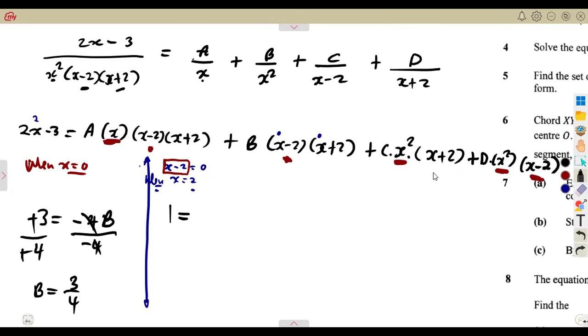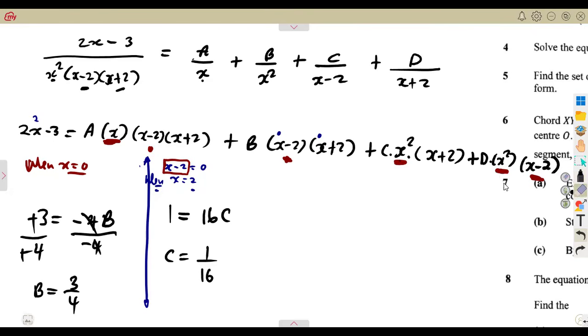So that means we're going to substitute 2 on this part. That's 2 squared times 2 plus 2. All right. That's simply 4 times 4, which is 16. So we've got 16c there. So c will be 1 over 16 if you divide. All right, so that's it, guys.